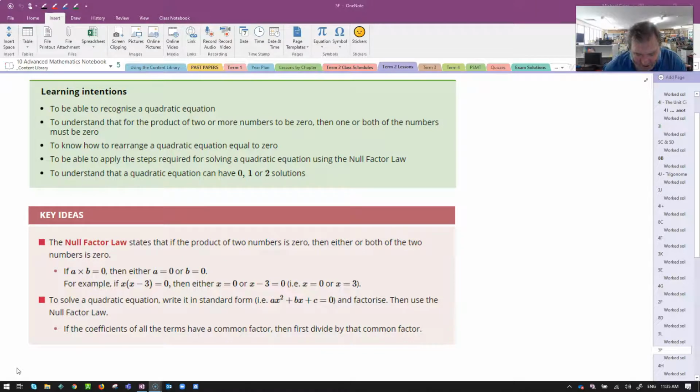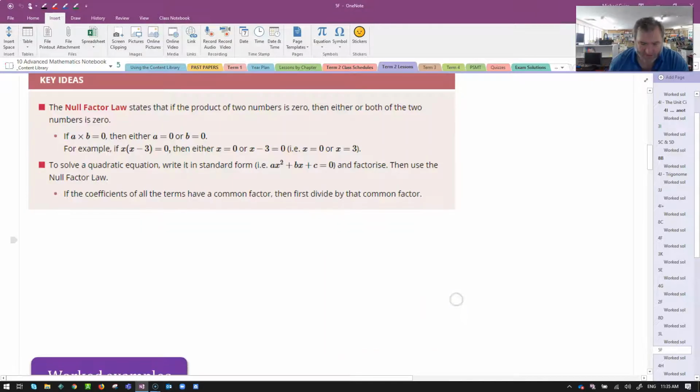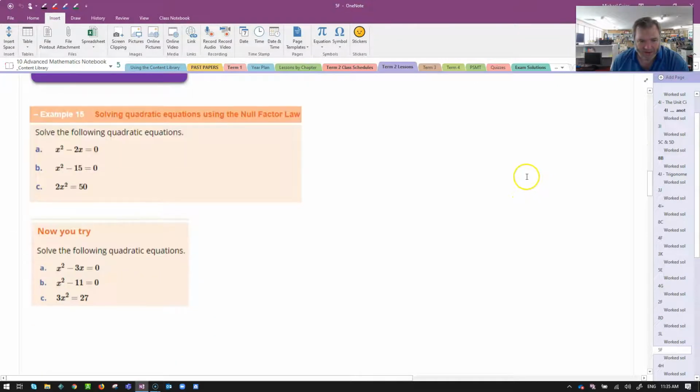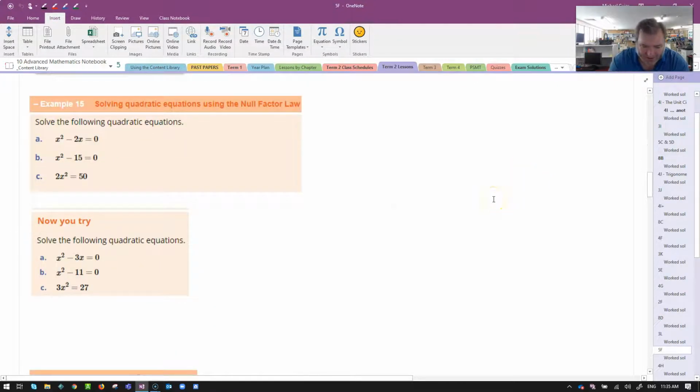Here we go. To solve an equation equal to 0, factorise and solve. You probably remember that from last year. It may be in the distant memory for some of you. Let's see how we go. I'm going to start here.